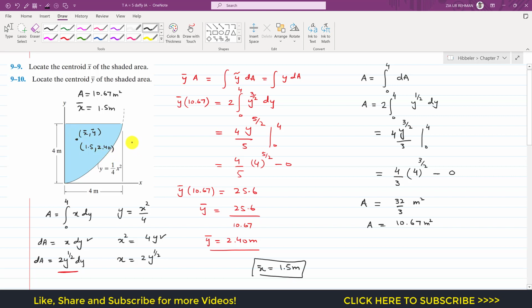So this is the solution of this particular problem. I hope you would have understood this problem solution.